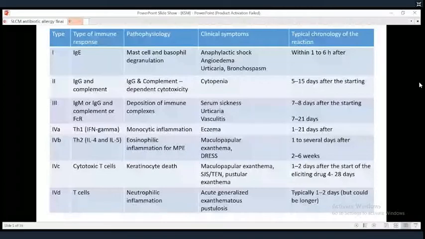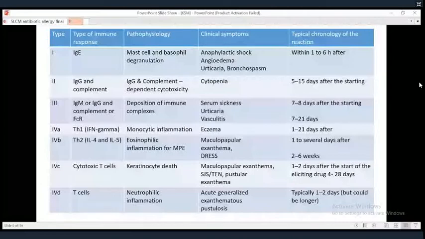So if we go back to our Gell and Coombs classification of hypersensitivity, if you can recall, there are 4 main types. Types 1 to 3 are generally considered to be due to antibodies, in the sense that type 1 is due to IgE, type 2 is due to IgG and complement, type 3 is IgM or IgG and complement, or the combination of receptors. So this leads to deposition of immune complexes. And type 4 is generally due to T cells.